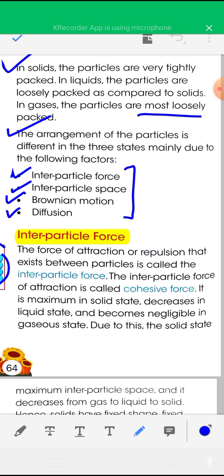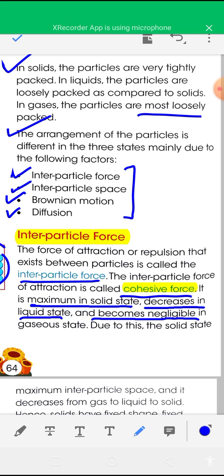The force of attraction or repulsion that exists between the particles is called interparticle force. The interparticle force of attraction is also called cohesive force. This cohesive force is maximum in solid state, and it decreases in liquid state and becomes negligible in gaseous state.